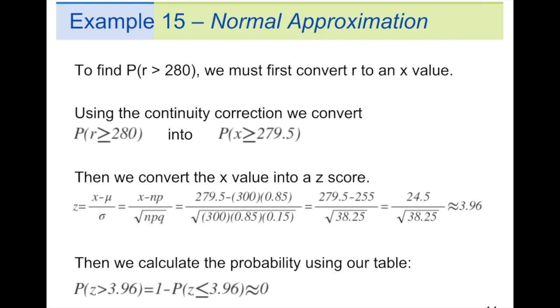So, back to what the problem was talking about, a vaccine for cholera. Looks like it's essentially almost a 0% chance that the vaccine will help save 280 or more people, more than 280 people. So it's probably not a great vaccine.